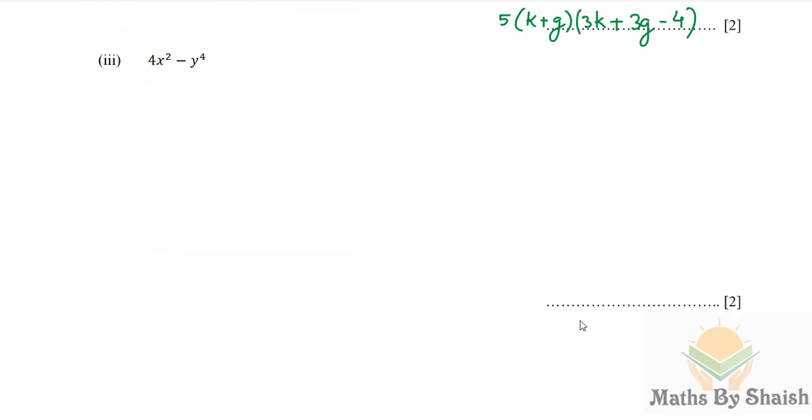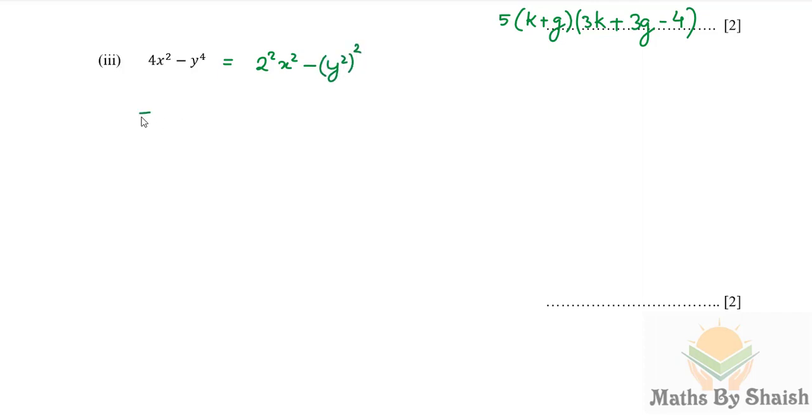And here's the third part. 4x square minus y to the power 4. Now we don't have anything common, so we have to think about another identity, a square minus b square type. So we can write 4x square as 2 square x square, and y power 4 can be written as y square whole square.